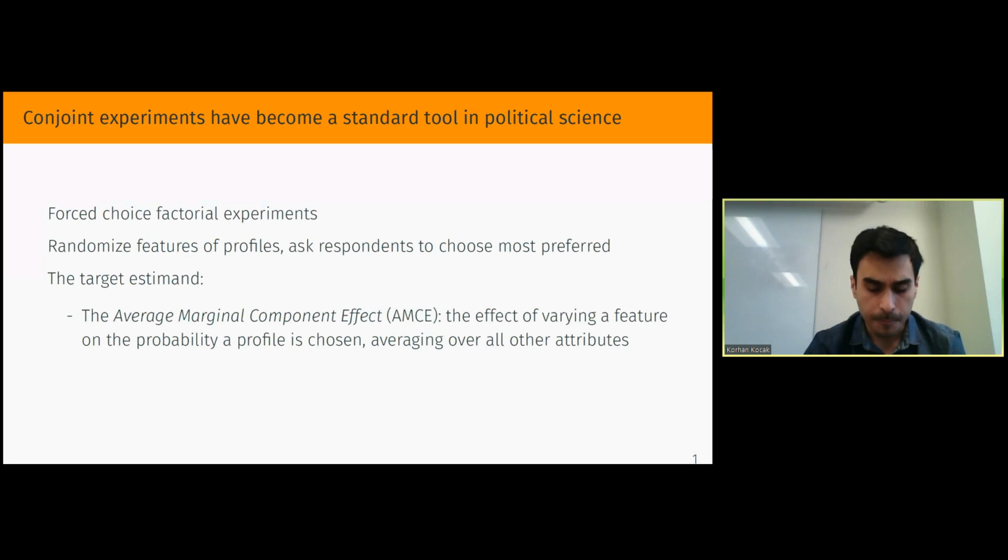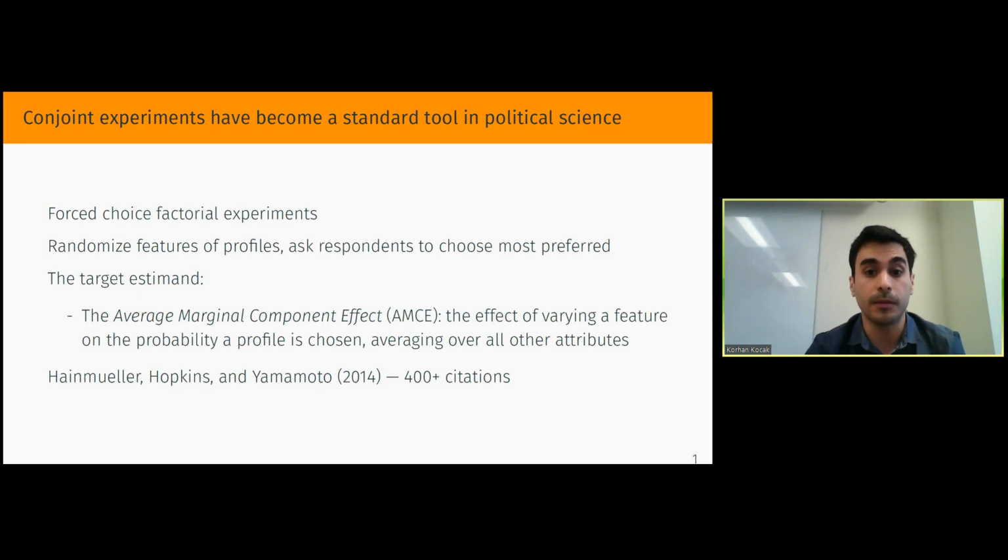election, for example. And the target estimand in most of these papers is the average marginal component effect, or the AMCE, which is defined as the effect of varying a feature on the probability a profile is chosen, averaging over all other attributes. And the paper that introduced this estimand and the paper that popularized conjoint experiments in political science is this 2014 Political Analysis piece by Hainmueller, Hopkins, and Yamamoto. And just to give you a sense of how popular these experiments have become, according to Google Scholar, this paper, even though it's only 5 years old, has racked up more than 400 citations.